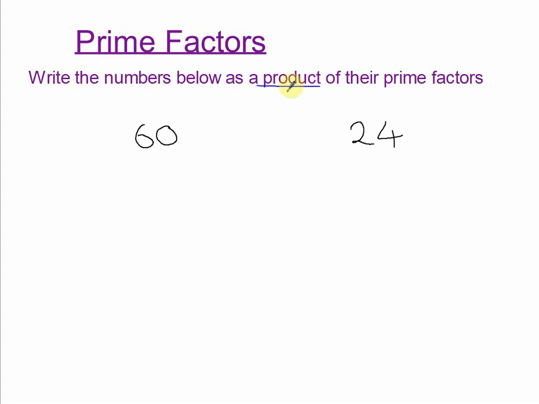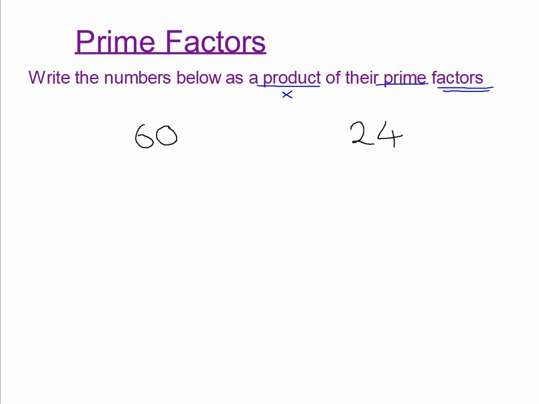So product, that simply means multiplication. Prime, numbers with only two factors, the number 1 and itself, and factors are numbers that multiply together to make another number. So three words put together, it's not difficult.